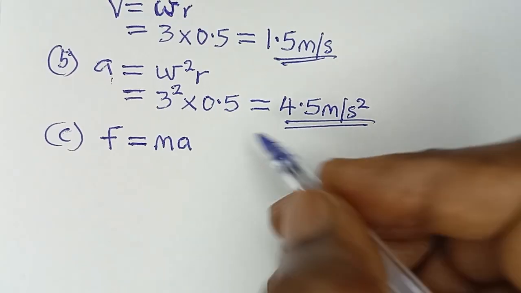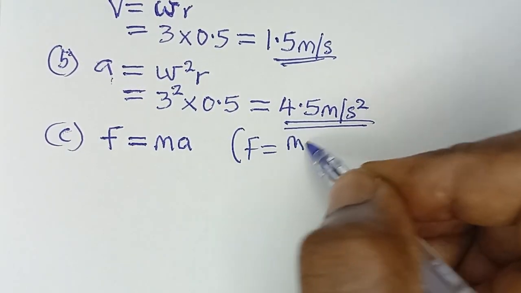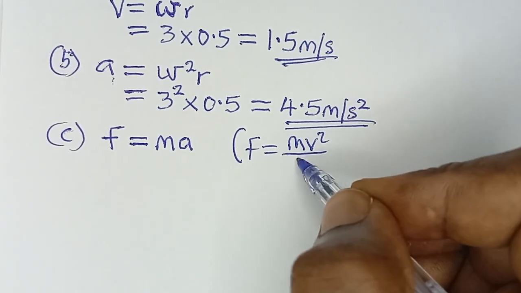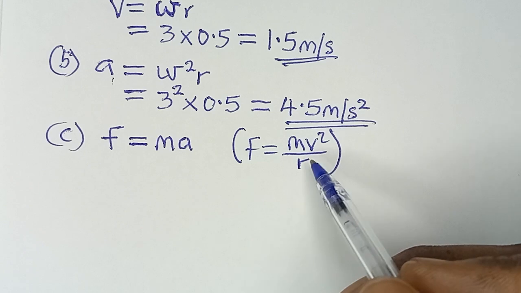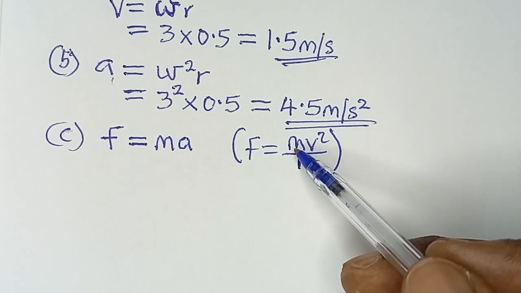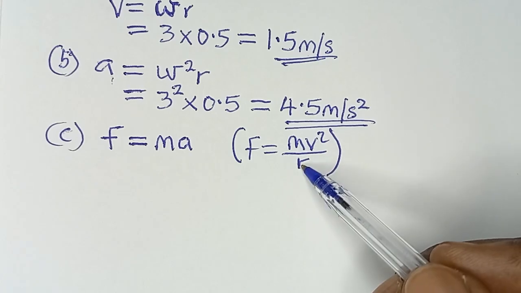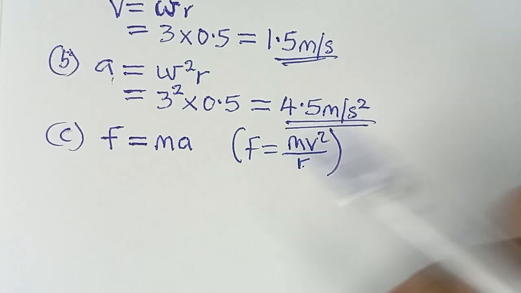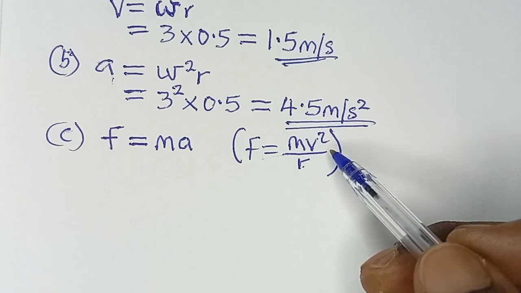Don't forget, you can also use the formula F is equal to mv square over r. This will also give you the centripetal force. You're also free to use this. We know mass, we know the velocity that we have calculated already, and then we know the radius. So we can also use this. We are going to get the same answer. You can try it and see, and let me know in the comment section.